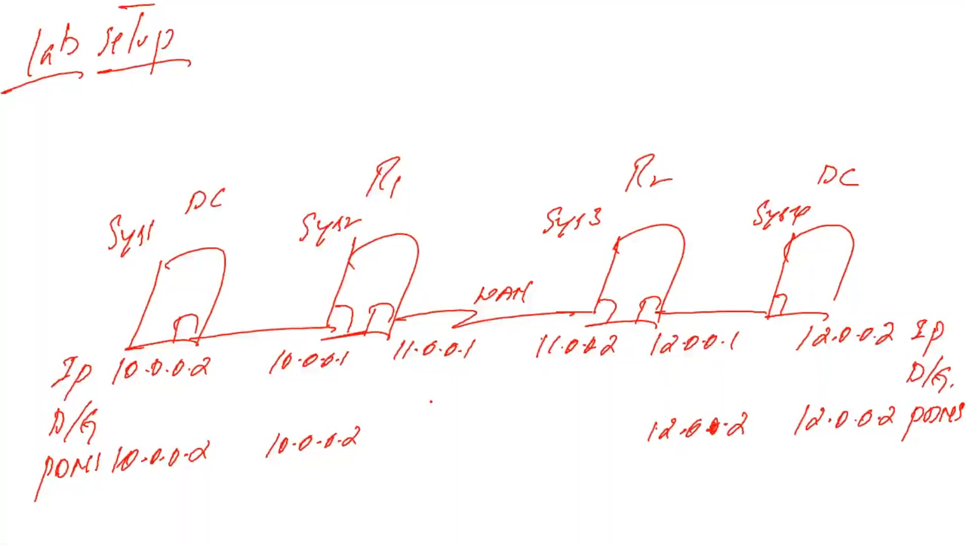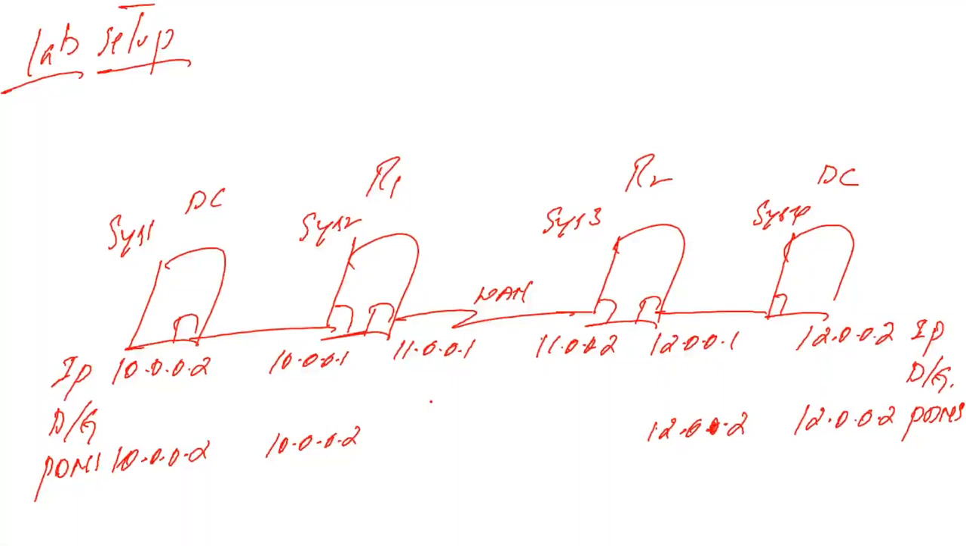Next point, write down. Assign the default gateway IP address to client computers.